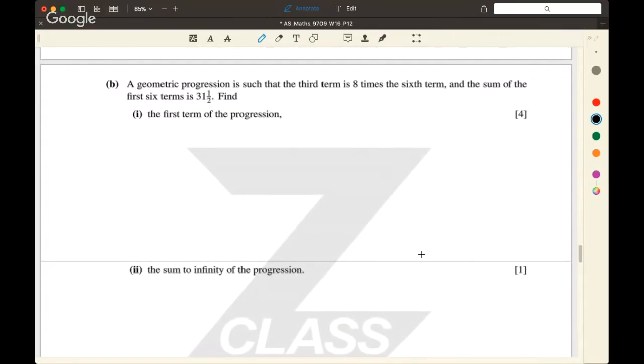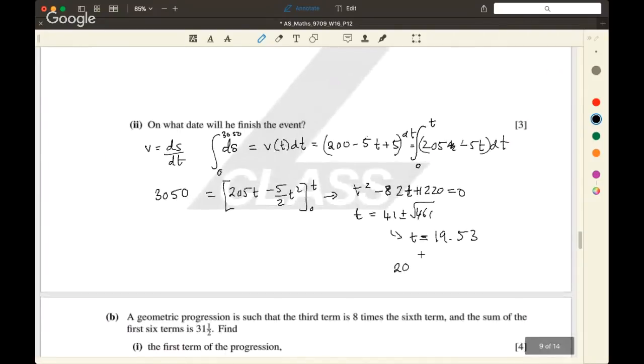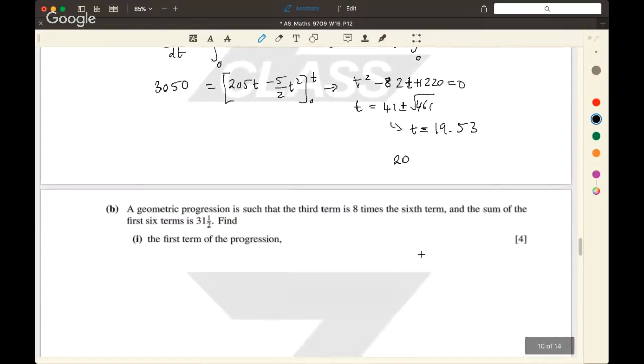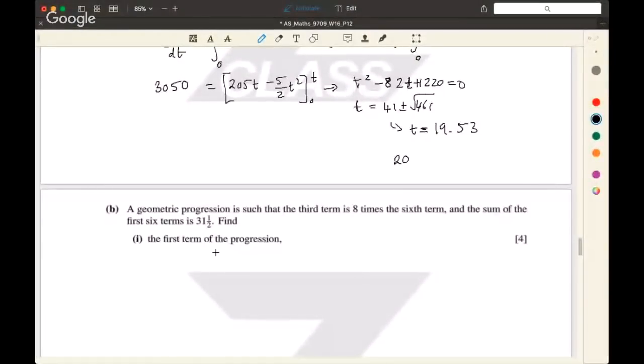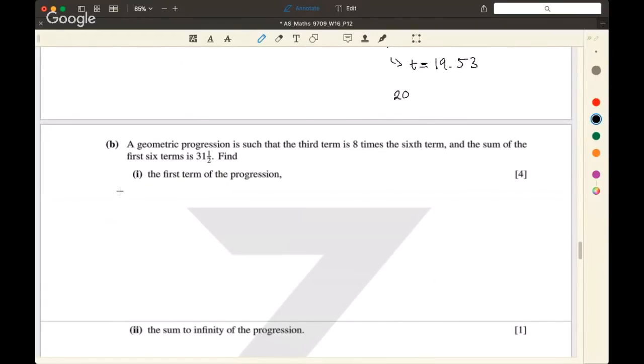Okay, so the next one is about a geometric progression. So in fact, the first one you could have used, I used integration. You could also use summation of an arithmetic series. Yeah, it's actually, I think, the one that you use in the solutions. So you're welcome to use that as well. But this one is definitely a geometric progression question.